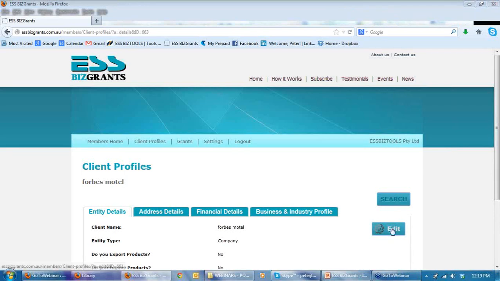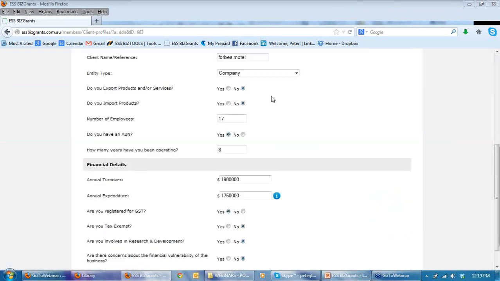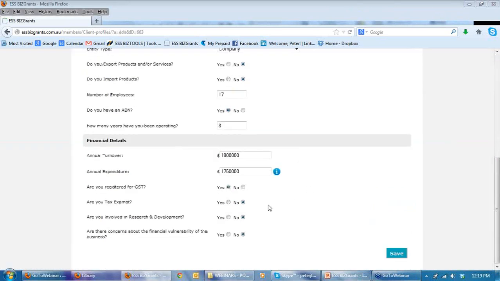So in this entity, we called it a company, and we've already entered some information there. They've got 17 employees. They've been going for 8 years. They've got a turnover of 1.9 million, expenditure 1.75. So when you get to that situation, you hit save.